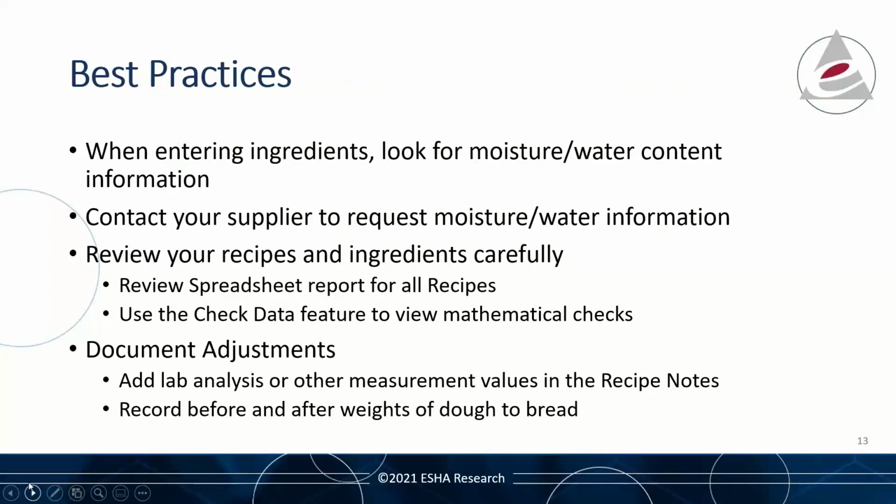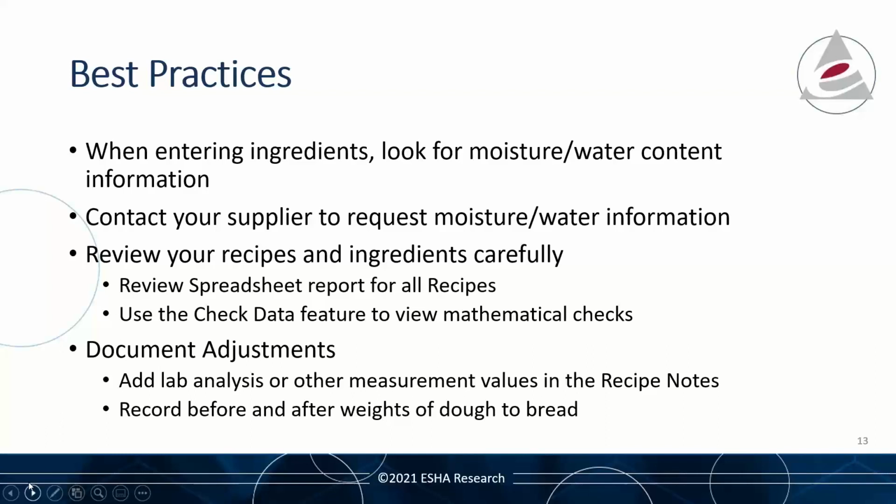So just to review the checklist of best practices when working with the moisture adjustments, when entering ingredients in Genesis, include moisture information in the water field. If the ingredient spec sheets do not report moisture information, contact your suppliers to obtain information so that you can fill in the blanks. Review your recipes and ingredients with the spreadsheet report to look for the missing values, and use the check data feature in Genesis to review mathematical checks on the recipe values.